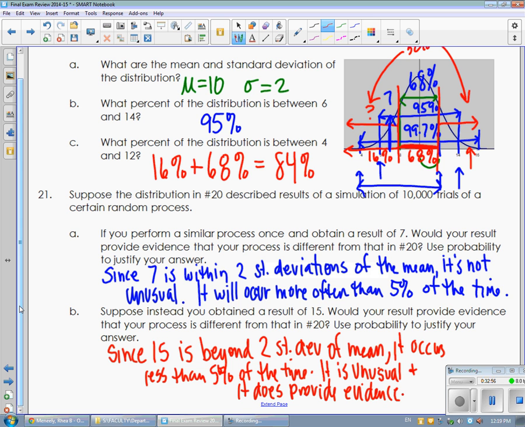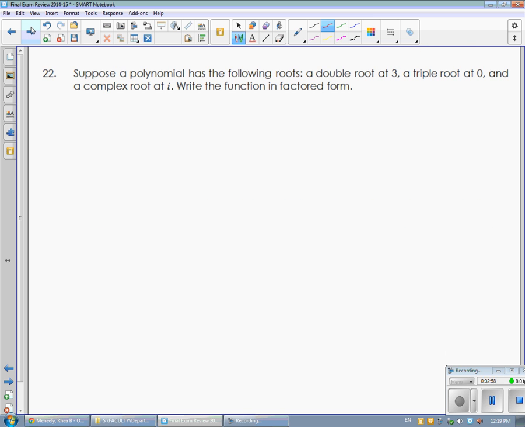All right, just a few more. In number 22, it says, suppose a polynomial has the following roots. We have a double root at 3, a triple root at 0, and a complex root at i. It says to write the function in factored form. So a double root at 3, that means my x-intercept is at 3. That gives me a factor of x minus 3.